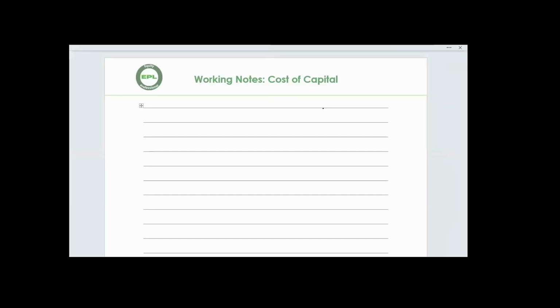Today we are going to be looking at weighted average cost of capital. That's the main discussion for today. All right. Weighted average cost of capital, WACC.